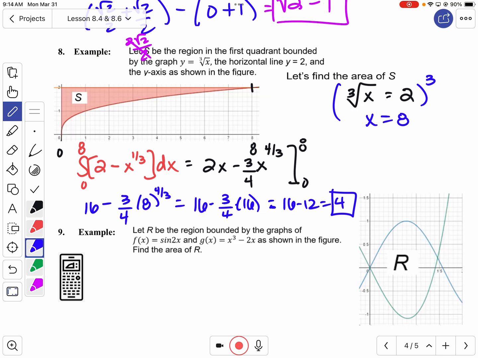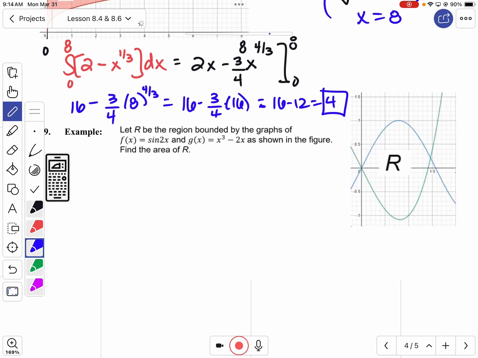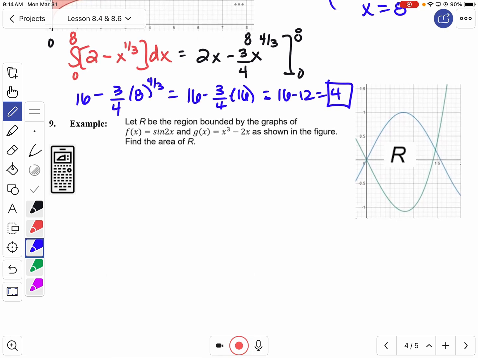All right, let's do one with a calculator. I'm going to show you a trick. What's the first thing you're going to need to know? Yeah, where they stop, right?